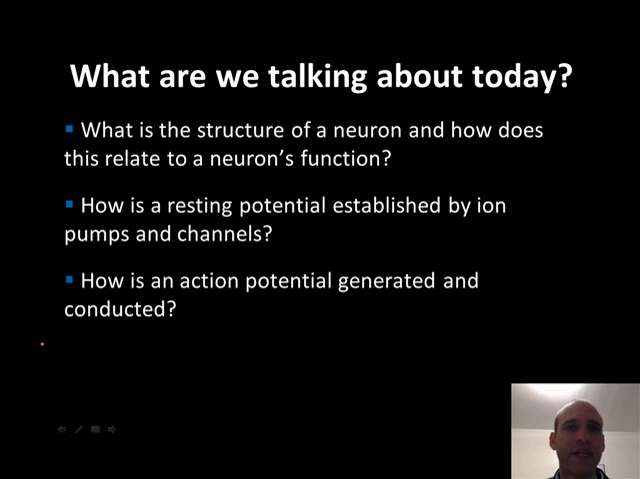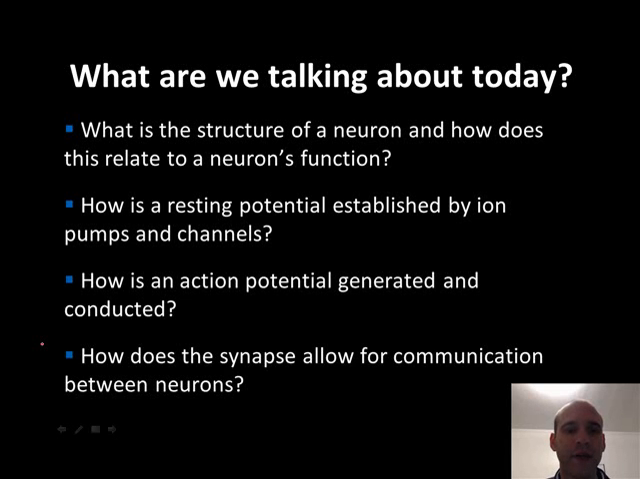How is an action potential generated and conducted down the axon? And how do synapses allow for communication between neurons? There are some synapses that are electrical and some that are chemical, and we'll look primarily at chemical synapses.